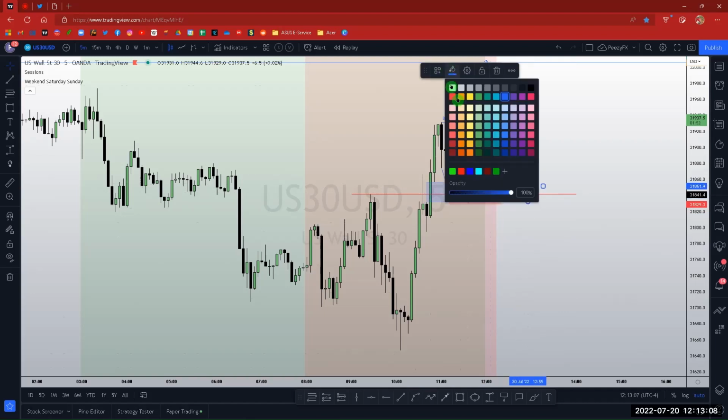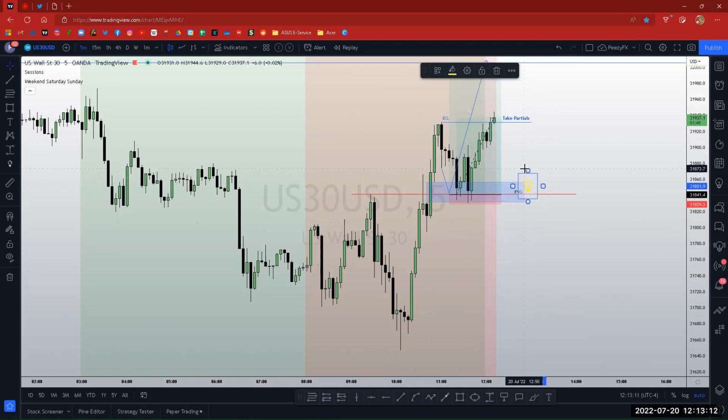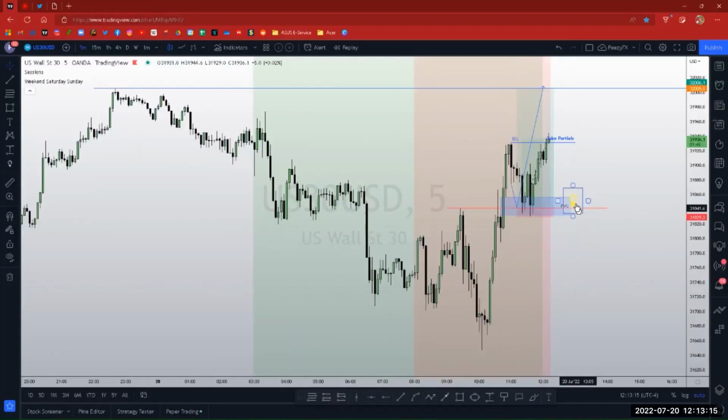I think I'm gonna change this color to yellow. And that's a bright yellow. I don't like that color.